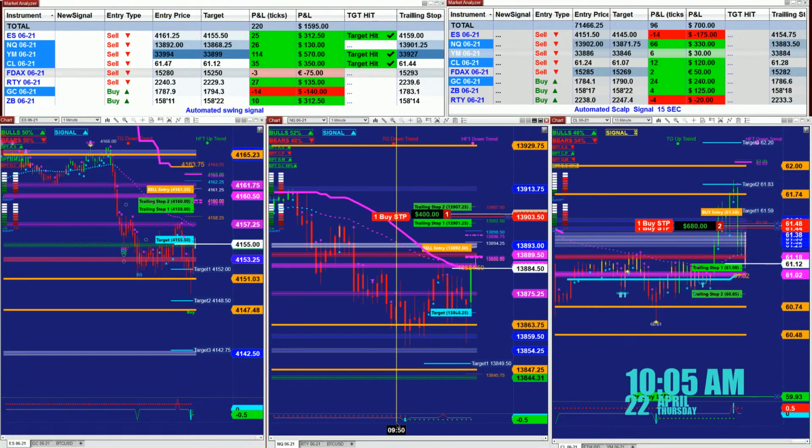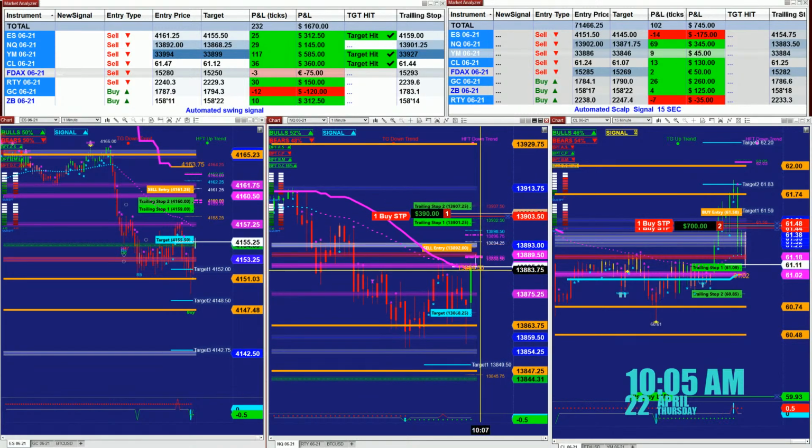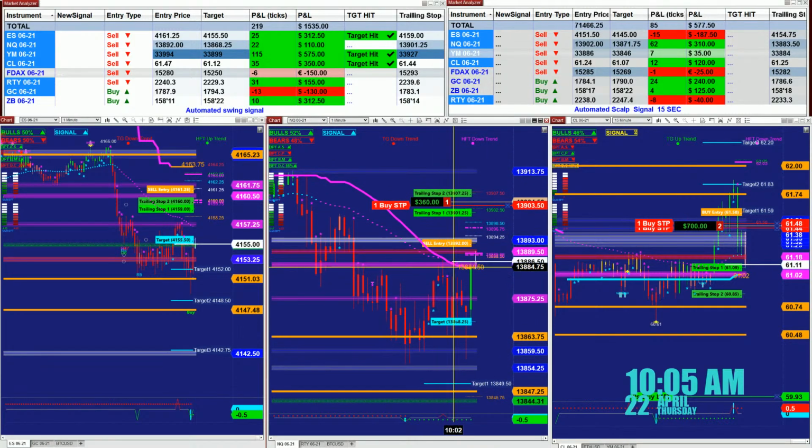Always pullback, re-entry, short. Today it is to the short side, and if we want to go long, this is a very, very critical area to go long in here.